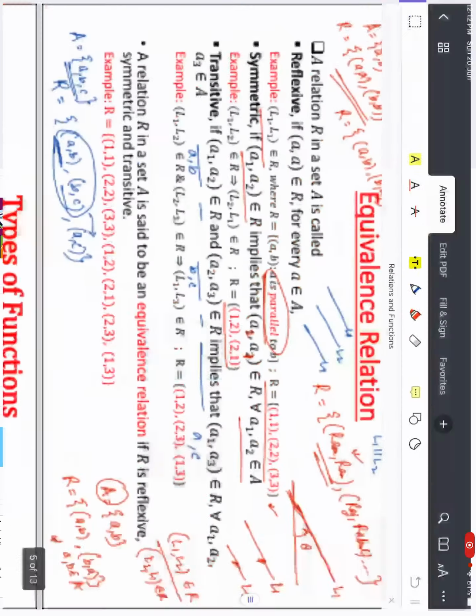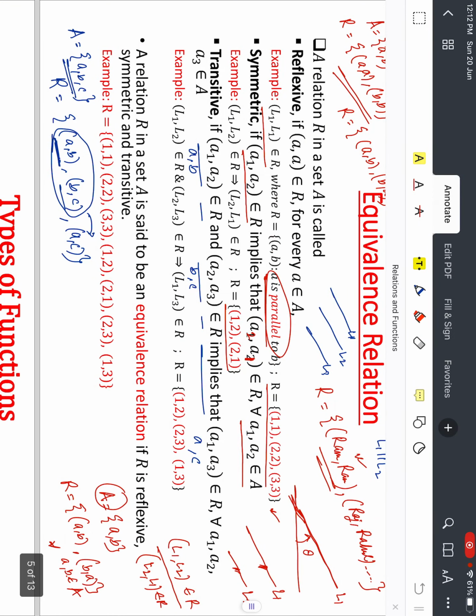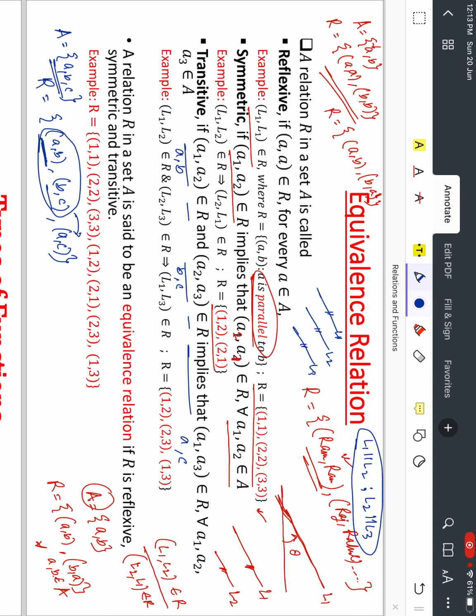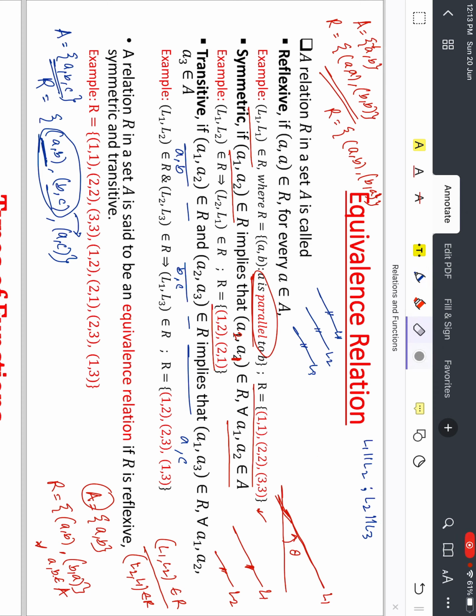Suppose I'm saying line 1 is parallel to line 2, then I am saying that line 2 is parallel to line 3. Now combining these two, can I say that line 1 is parallel to line 3? I can say that, right? This line 1 is parallel to line 3.